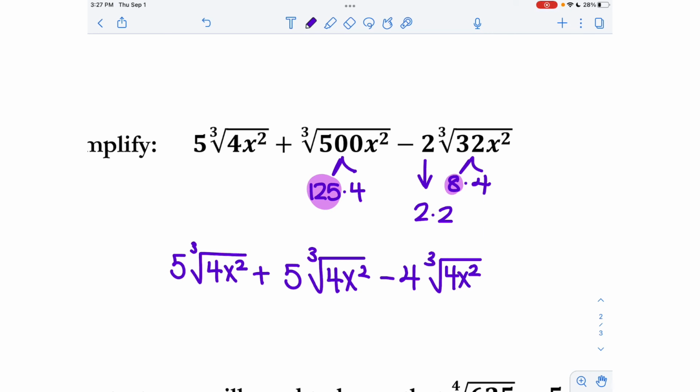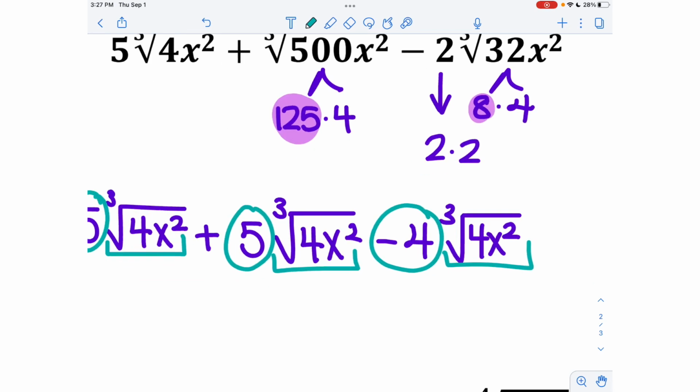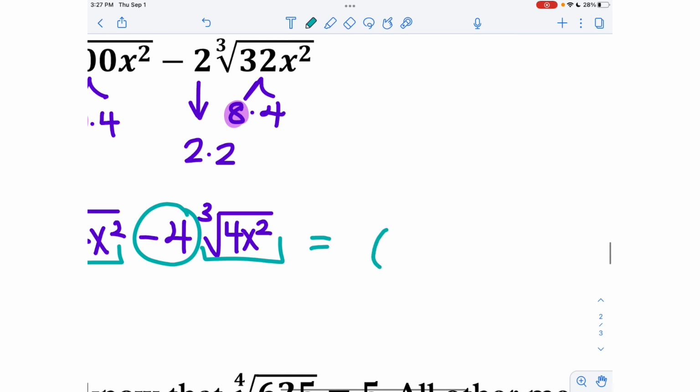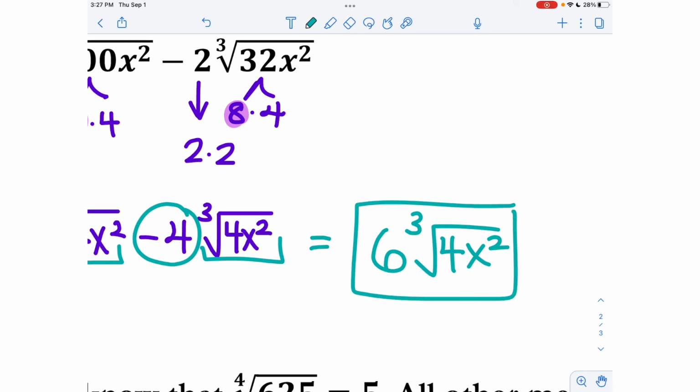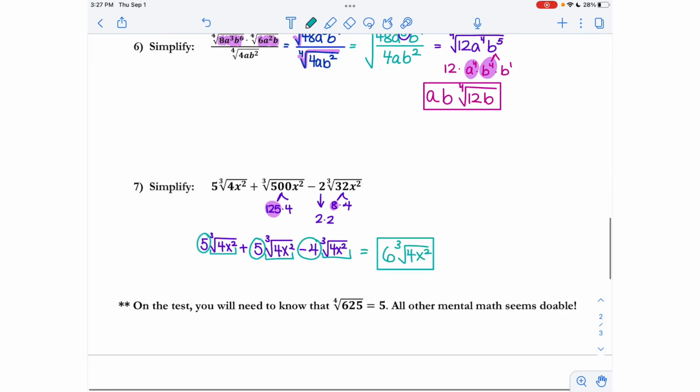There it is. All of them now have the same radical. They all have a cube root of 4x squared. So just combine the numbers in front. So 5 plus 5 is 10, minus 4 is 6. Final answer is 6 cube root of 4x squared. And that's everything. That's a great review. This is not everything that is on the test, but this is a good chunk of the harder problems.